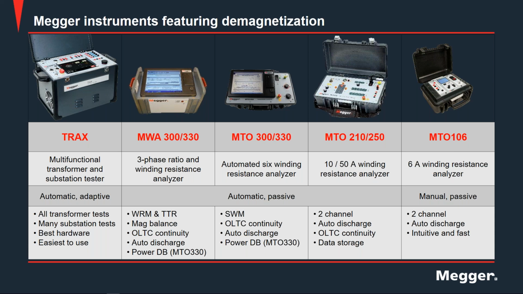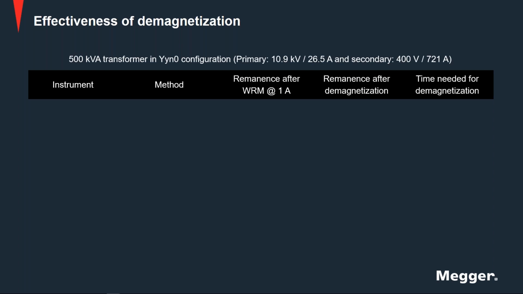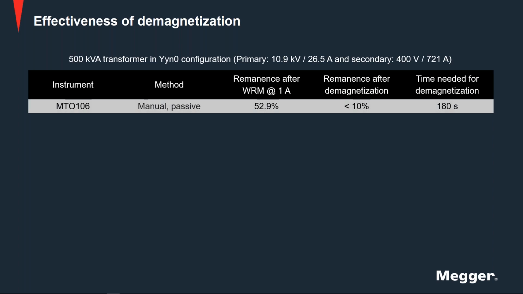So in the previous slide, I said that the adaptive demag was faster, but just how much faster is it compared to the MTO-210 and the MTO-106? Well, in our Sweden factory, we have a couple of transformers. The first demag was performed on the smaller transformer. With the MTO-106, we can see that the remnants after the winding resistance measurement was at 1 amp. This value here and the remnants after demag were measured with the TRAX. So the testing that was done to determine these values was a little bit of back and forth, since the MTO-106 and the MTO-210 do not measure remnants.